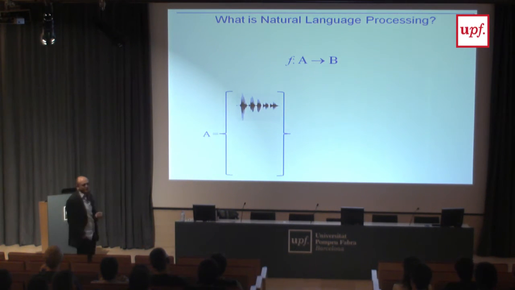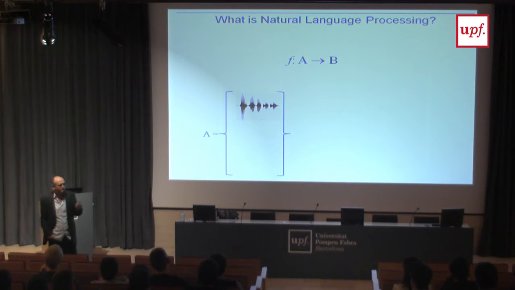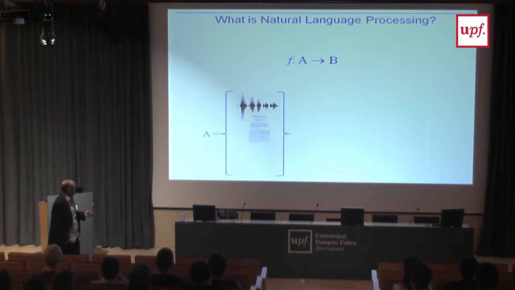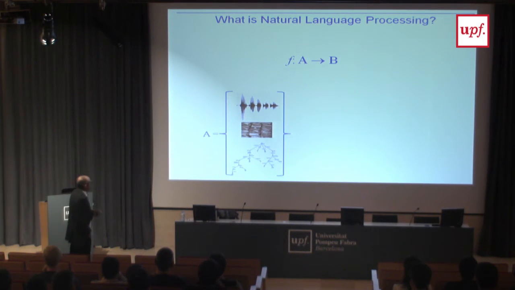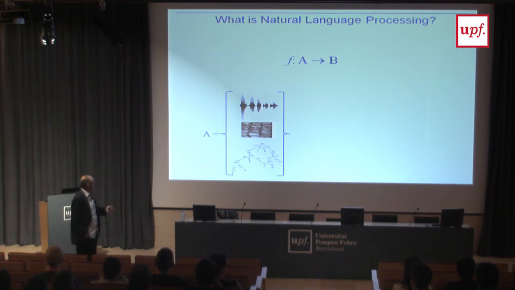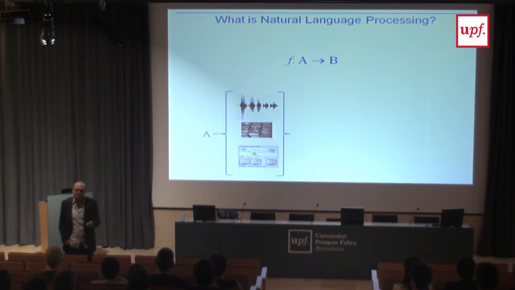A can be an audio signal if we're talking about speech. It can be a text, it can be a whole pile of texts, and it can be a formal representation. Here we see a more linguistically oriented formal representation, or it can be an ontological representation. So a very abstract representation, which is very popular nowadays in semantic web applications.